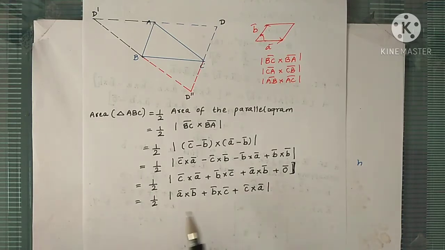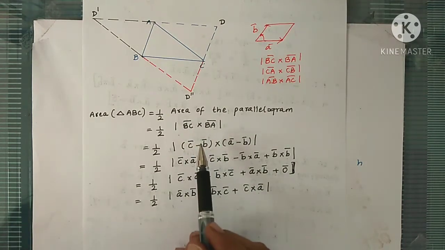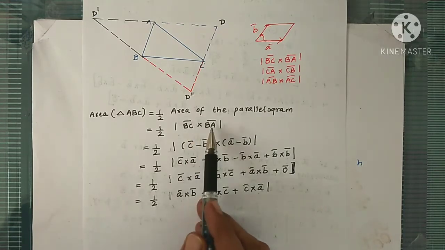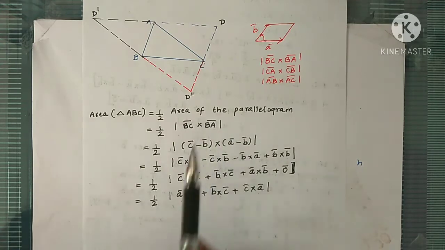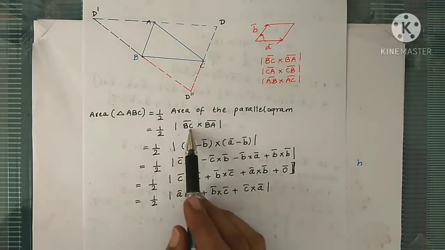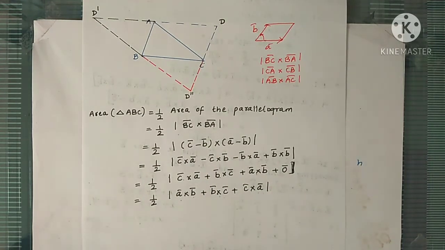But I suggest you not to use this formula while finding the area of the triangle. Why? Because the cross product is a determinant, so here we have to find three determinants and then add them. But if we use the formula BC bar cross BA bar, we have to find BC bar and BA bar first and then only one cross product. That means we have to solve only one determinant. So I prefer to use this formula instead of this while solving the question. Okay. Now we have the formula for the area of a triangle.